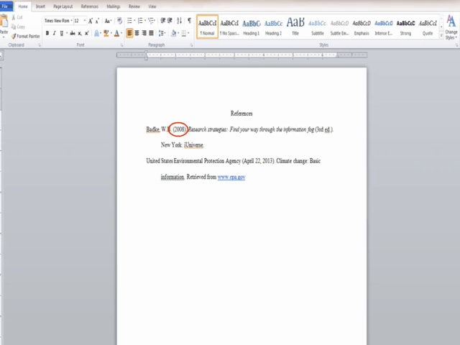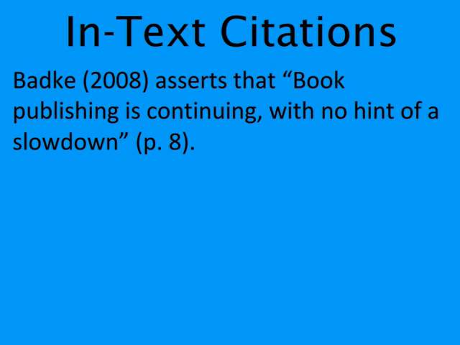Let us pretend you are quoting page 8 of this book. Start your sentence by writing the author's last name. Follow this by the publication date in parentheses. Then write your quote, and at the end of the sentence, write P period and then the page number in parentheses. Note that the period goes outside of the parentheses at the end of the sentence.